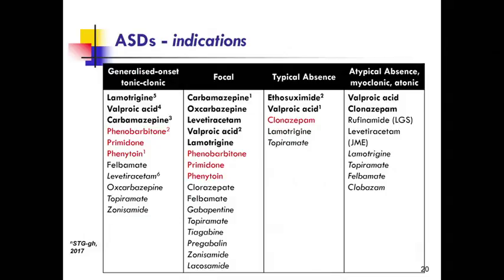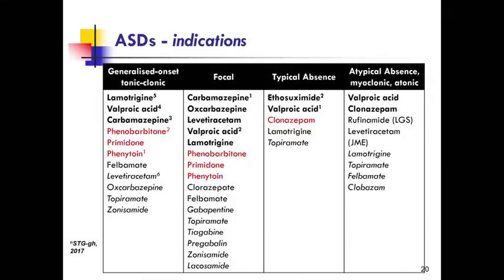Phenobarbital is there. Carbamazepine, valproate, levetiracetam. The mechanism of levetiracetam is that it prevents transmitter release by preventing the vesicle, which contains the transmitter, from getting pushed out of the neuron. Okay?